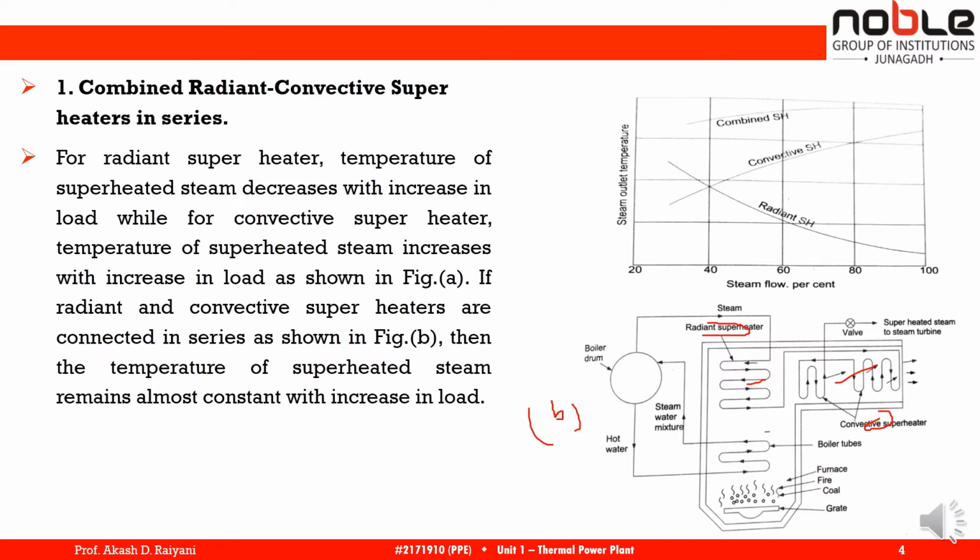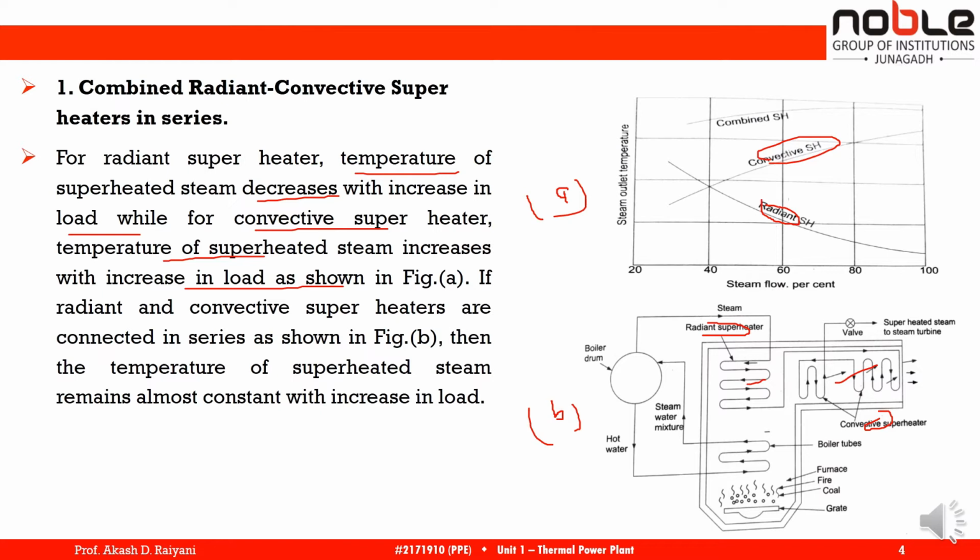For the radiant superheater, the temperature of the superheated steam decreases with the increase in the load. It is represented on the graph. Here it is the radiant superheater, and its effect with the increase in the load is that the temperature decreases. While for the convective superheater, the temperature of the superheated steam increases with the increase in the load, as shown in figure A. Here it is the convective superheater, and the temperature increases with the increase in the load.